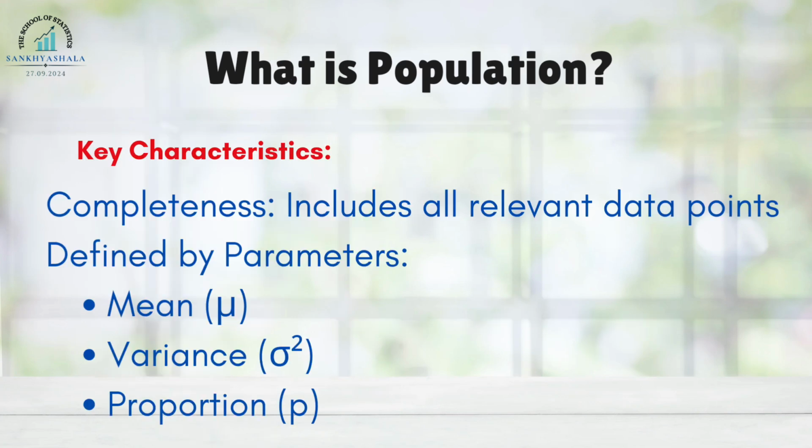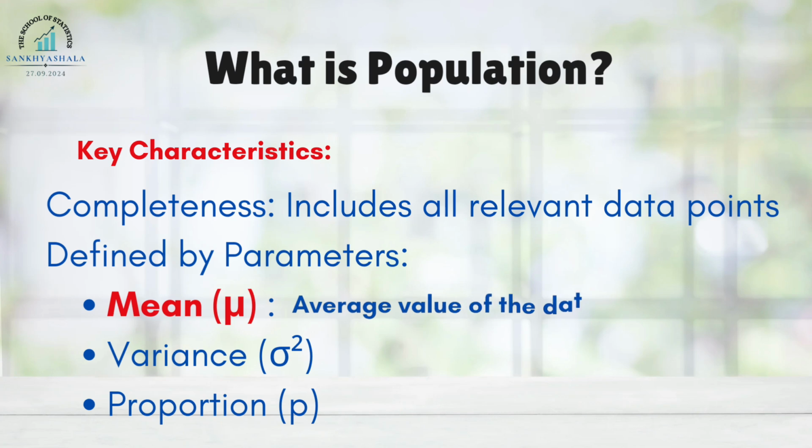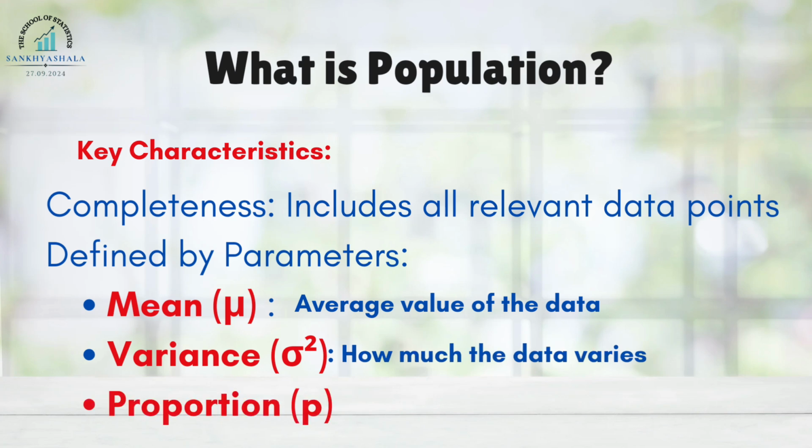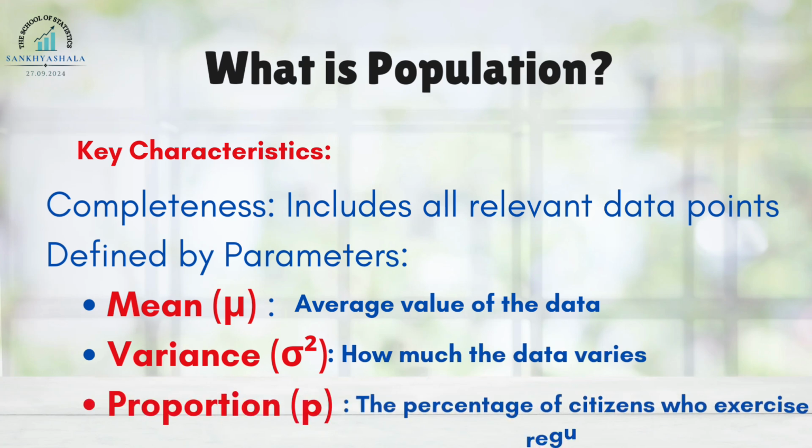Populations have certain characteristics such as the mean, which is the average value of the data, and the variance, which shows how much the data varies. We also look at the proportion, like the percentage of the citizens who exercise regularly.